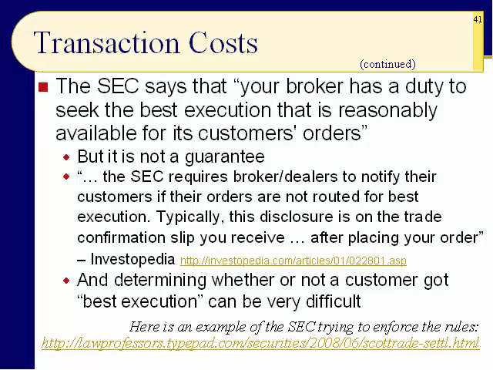The Securities and Exchange Commission says that your broker has a duty to seek the best execution that is reasonably available to its customers' orders. But it's not a guarantee. The Securities and Exchange Commission requires broker-dealers to notify their customers if their orders are not routed for best execution. Typically, this disclosure is on the trade confirmation slip you receive after placing your order. So says Investopedia, and obviously this is what we just saw on the previous slide.